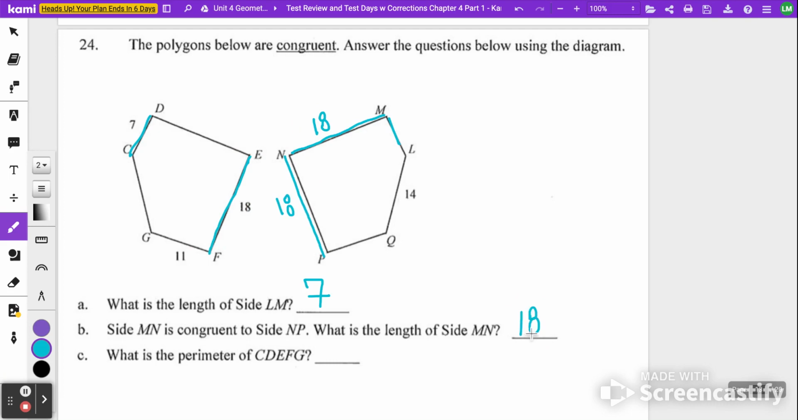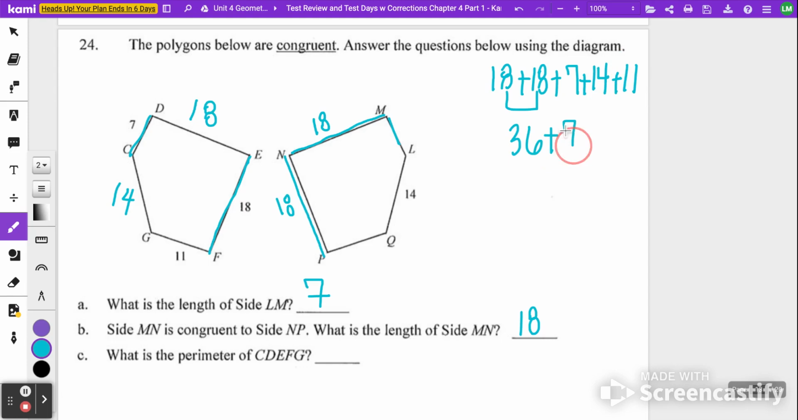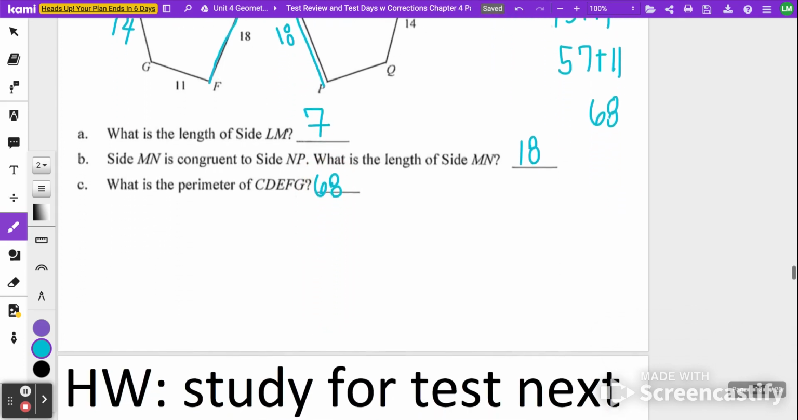What is the perimeter now of CDEFG? CDEFG is this shape over here. I know that this one would be 18 and this is 14. So what we're going to do is we're going to add all of our numbers together. 18 plus 18 plus 7 plus 14 plus 11. 18 and 18 is 36. 36 plus 7 is 43. 43 plus 14 is 57. And 57 plus 11 is 68. So 68 should be your perimeter of CDEFG.